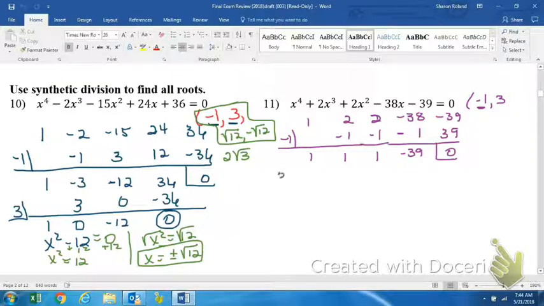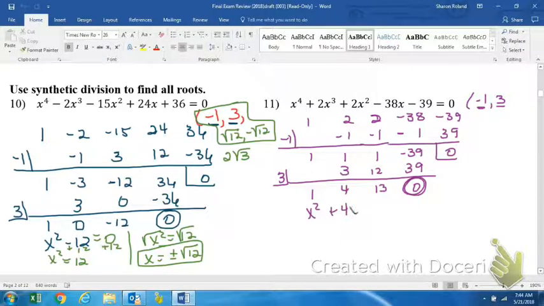And we're going to put in a 3 next time. Bring the 1 down. 3 times 1 is 3. Combine these to get 4. 3 times 4 is 12. Combine these to get 13. 3 times 13 is 39. Combine these to get 0. So 3 works. So we end up with x squared plus 4x plus 13.